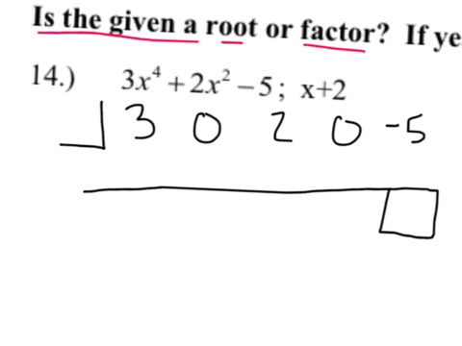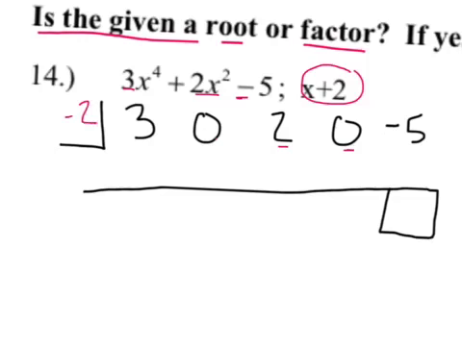So when we look at number 14, our numbers are 3x to the fourth. There's no x cubed, that's where I'm getting 0. 2x squared, no x in there, that's where I'm getting 0, and then negative 5. Since they're giving me x plus 2, that's a factor. So in the box, I'm going to do the opposite, negative 2.